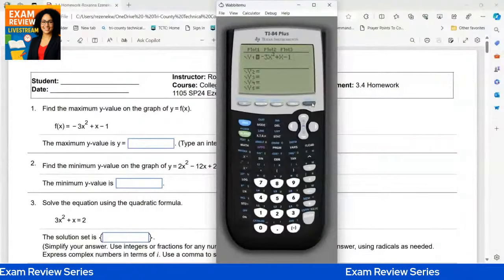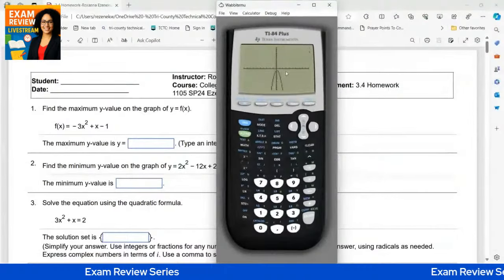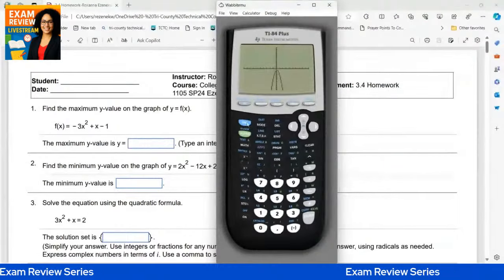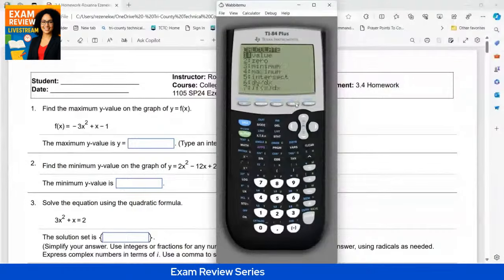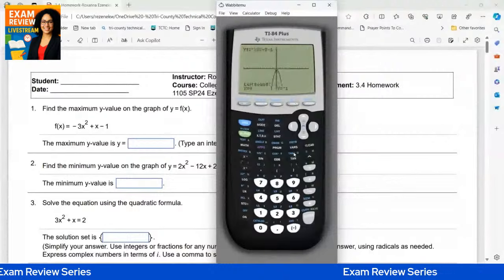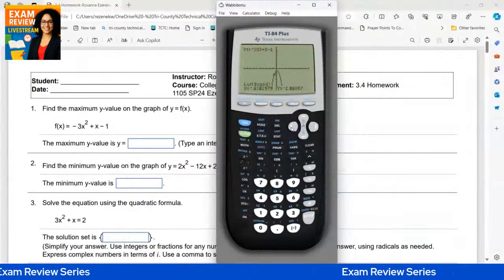So I'm going to graph the function, and I already know it is a maximum. I will ask my calculator to give me the maximum point. Second calc, and number 4 is maximum, and the blinker is at the top. I'll send it to the left, and I want to answer the question, is this a left bound? Yes, it's the left bound.